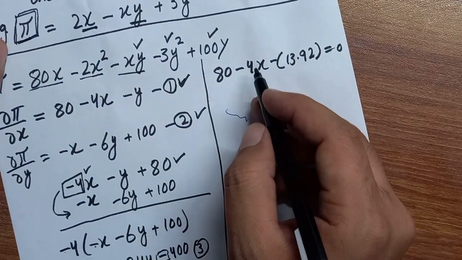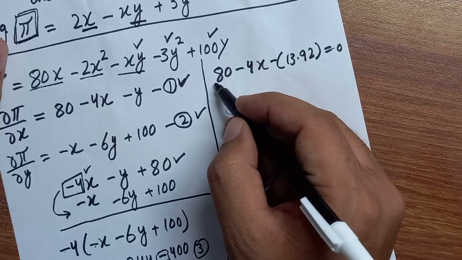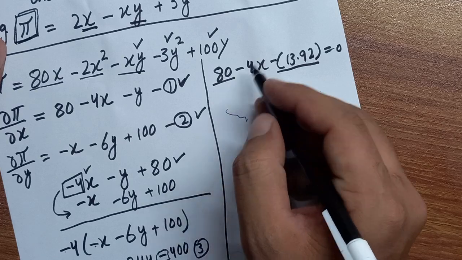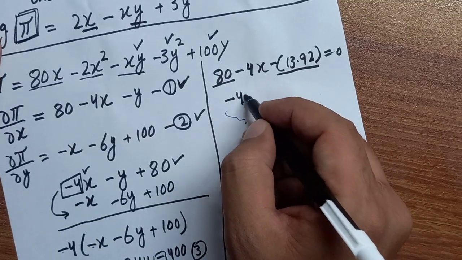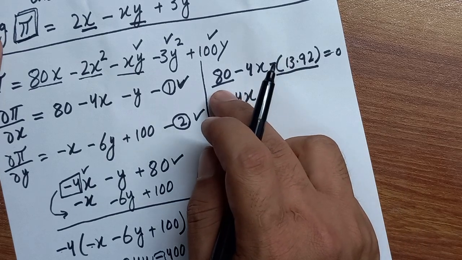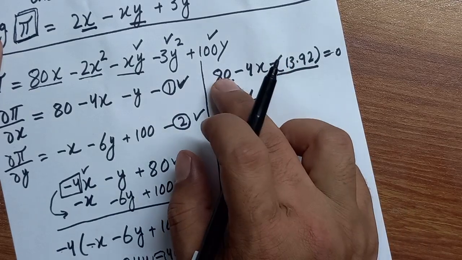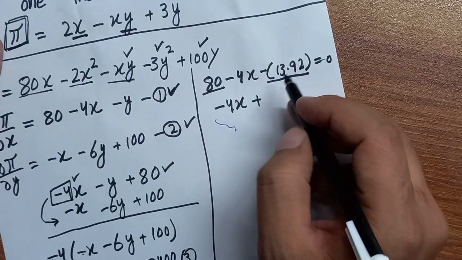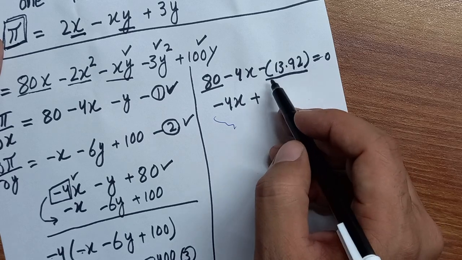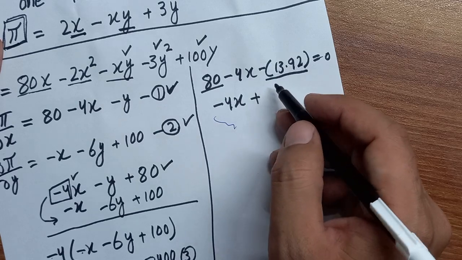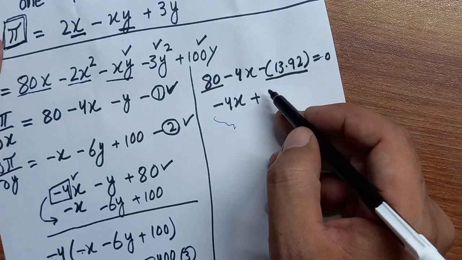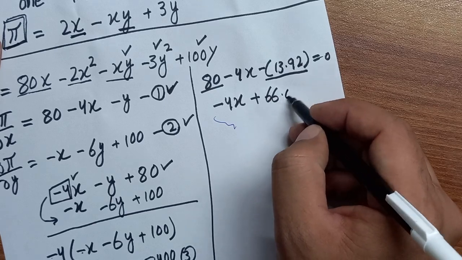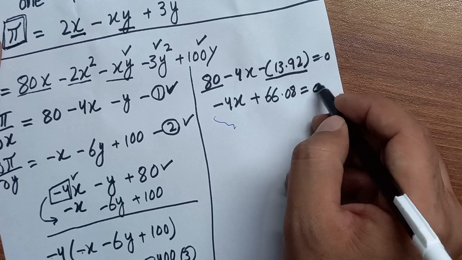Now we will subtract, this is constant and this is also constant. We will subtract this value from the 80. So minus 4x is remaining, and when we are subtracting this value from this, it will be equal to, how much will it be equal to? Wait a minute, it is equal to 6.08 is equal to 0.